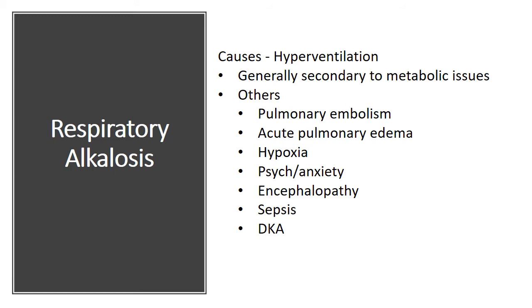Then on the other end of the spectrum is respiratory alkalosis. That's caused by hyperventilation. Generally, that's secondary to a metabolic issue. Some other things that are more respiratory specific would be like a pulmonary embolism, pulmonary edema, acute hypoxia. Other things that could tie into that would be something more like anxiety attacks or psychiatric issues that are just making them hyperventilate, like that teenage girl whose boyfriend just broke up with her, and she's very excited and breathing really, really fast just because the world is about over.